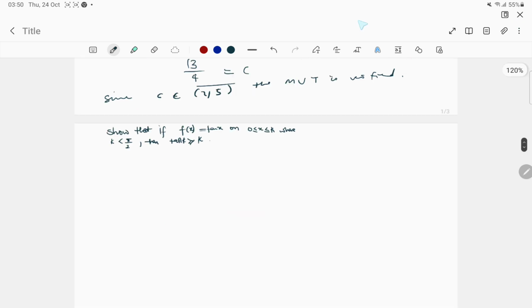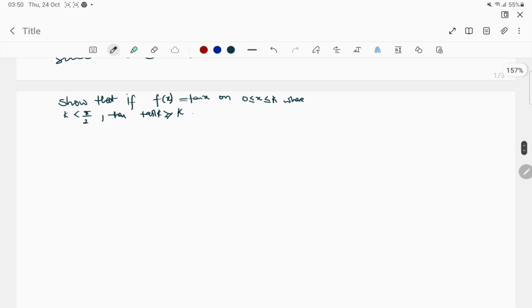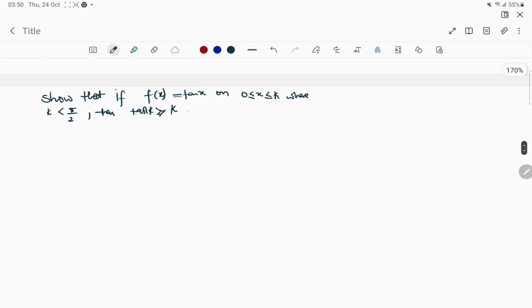Perfect. So the next example is: show that if f(x) is equal to tan x for 0 ≤ x ≤ k, where k is less than pi over 2, then tan k is greater than or equal to k. So what we need to prove is that tan k is greater than or equal to k. But for us to prove it, we have to first test if the mean value theorem works.